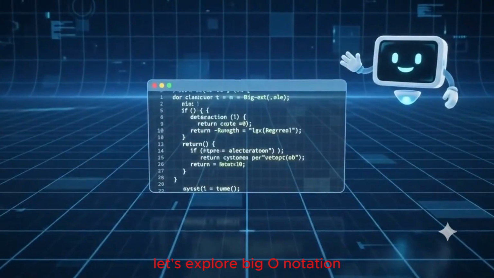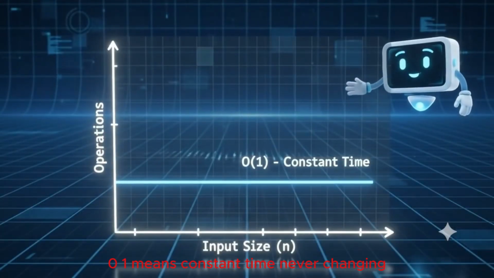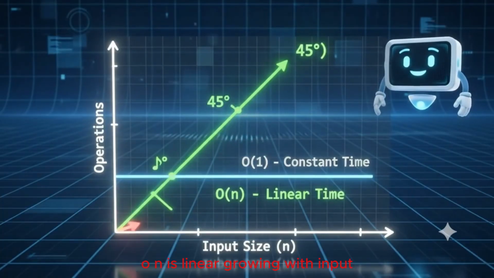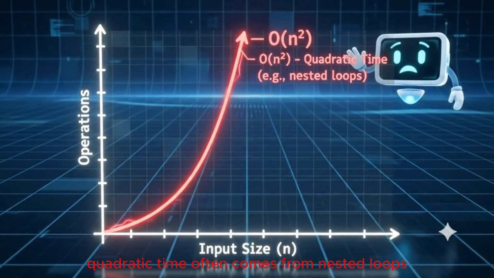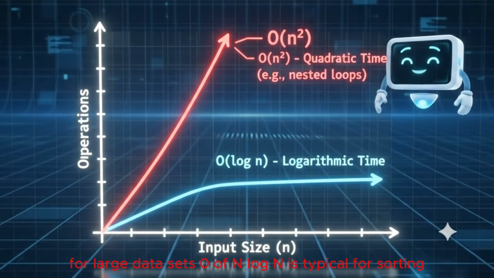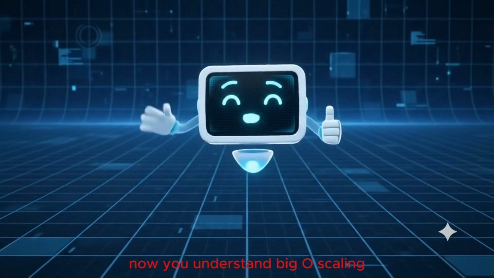Let's explore Big O notation. It shows how algorithms scale. We can visualize this on a graph. O(1) means constant time, never changing. O(n) is linear, growing with input. Quadratic time often comes from nested loops. Logarithmic time is highly efficient for large datasets. O of n log n is typical for sorting. Now you understand Big O scaling.